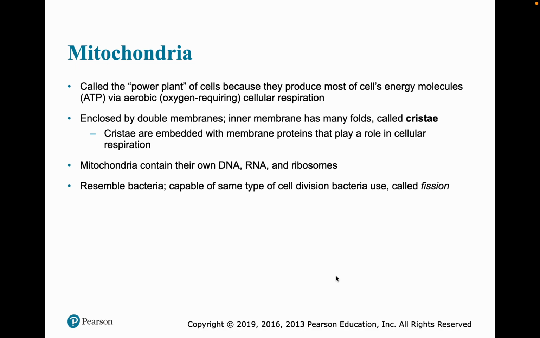Mitochondria have their own DNA with a slightly different genetic code, their own RNAs, and their own ribosomes. They resemble bacteria. They are capable of the same kind of cell division bacteria use, called fission. In fact, the working theory is that mitochondria are parasitic bacteria that got into a cell and took hold.